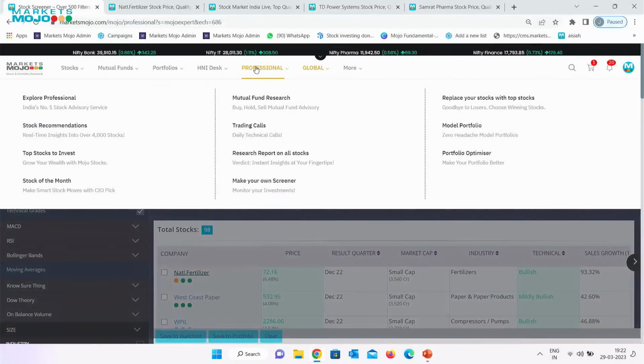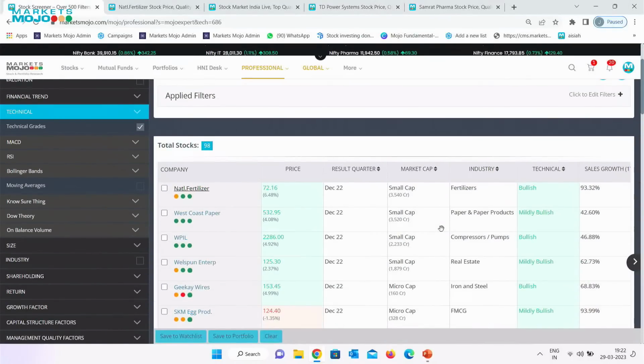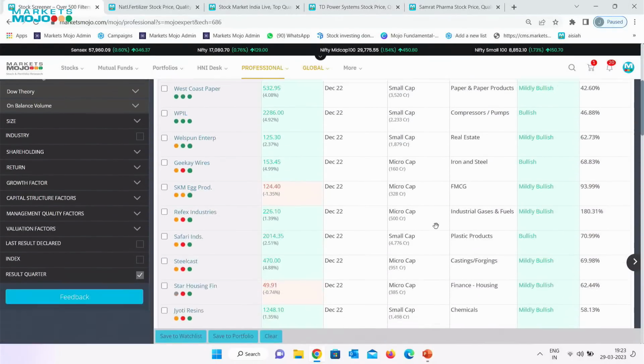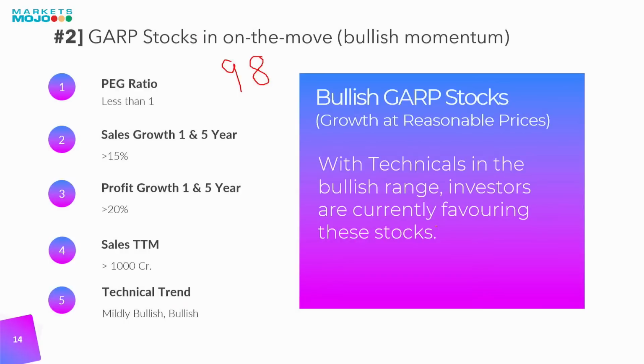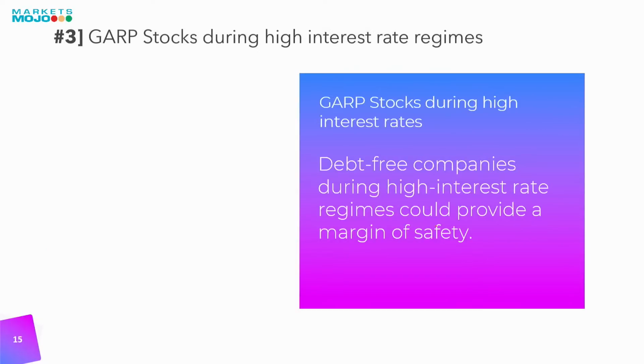Now the idea to select these stocks is that please look at your current portfolio as well before adding all of them. They are micro cap and very small cap stocks, so it can be really risky in nature. But moving to the third one, which is GARP stocks during a high interest rate regime.